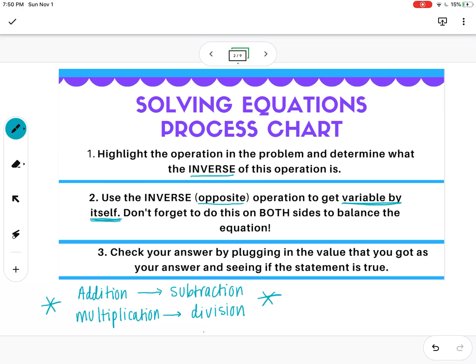And then the very last part, the really great part about equations, is we can always check to see if our answer is right by plugging in the value that we determined the variable equals and seeing if it actually makes the statement true. Of course, if it did not make the statement true, we know that we made a mistake somewhere and that we need to go back and refine the process. Okay, so get all of this copied down and we will go ahead and move on to some examples.